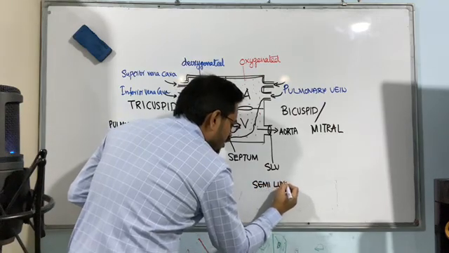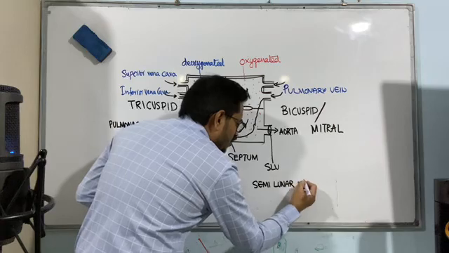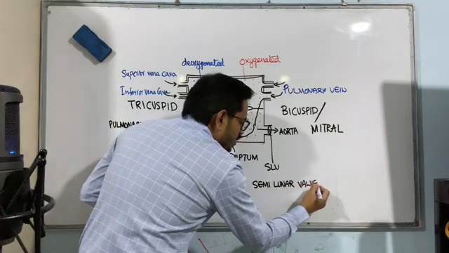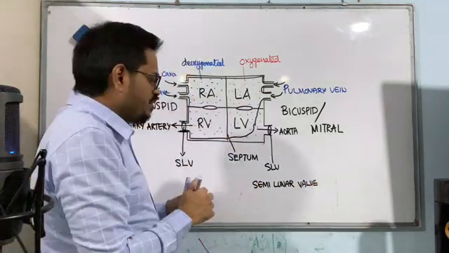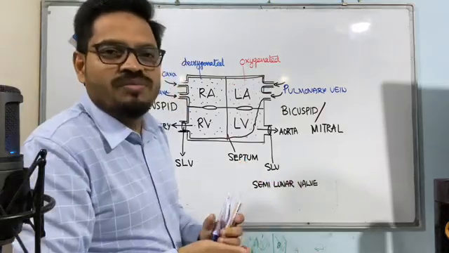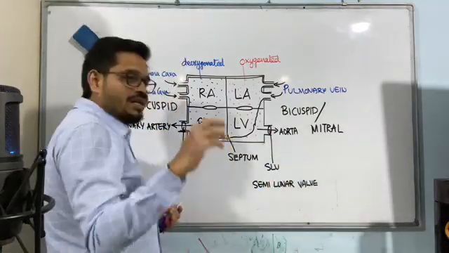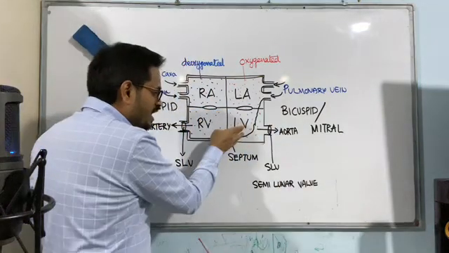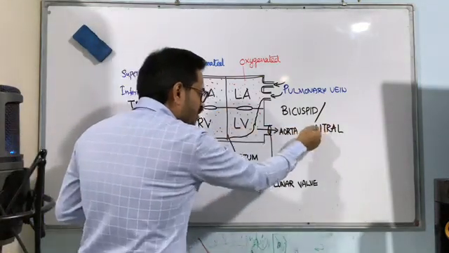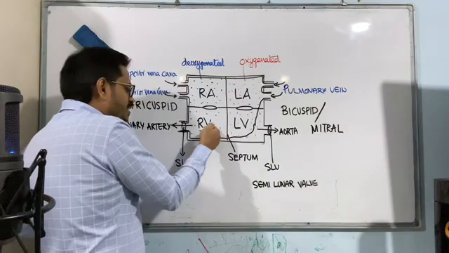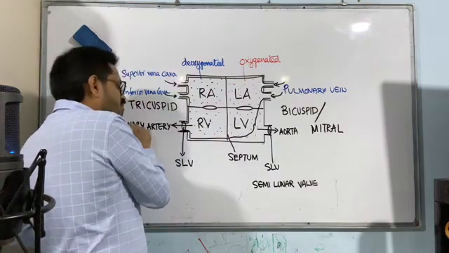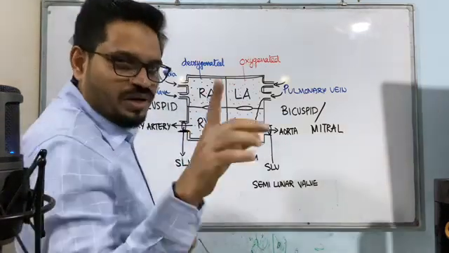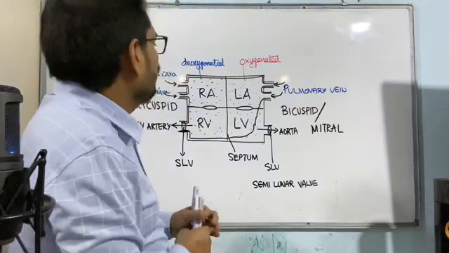Semi-lunar valve. So what does semi-lunar mean? Semi means half, lunar means moon, half-moon like. By the way, remember, guys, valves will allow the blood to flow only in one direction. Here, the left ventricle pushes this way and will not allow it to come back. The right ventricle will push this way through the pulmonary artery and will not allow it to come back. That's a very important point to keep in mind.